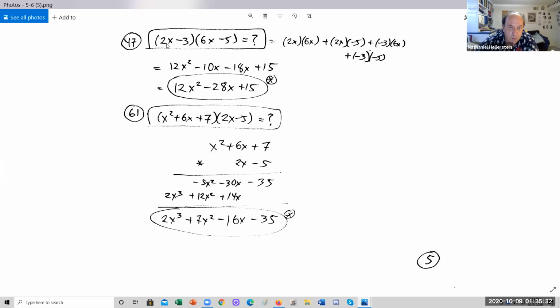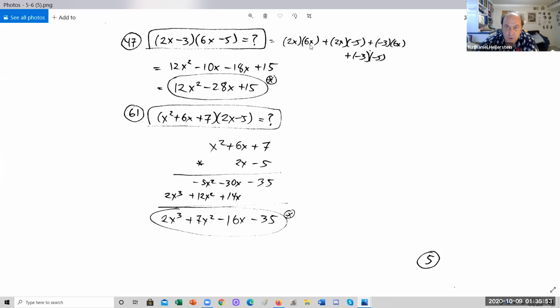Here's another FOIL problem, a binomial times a binomial. 2x minus 3 times 6x minus 5. First term is 2x times 6x. Outer term is 2x times negative 5. Inner term is minus 3 times 6x. And last term is negative 3 times negative 5.